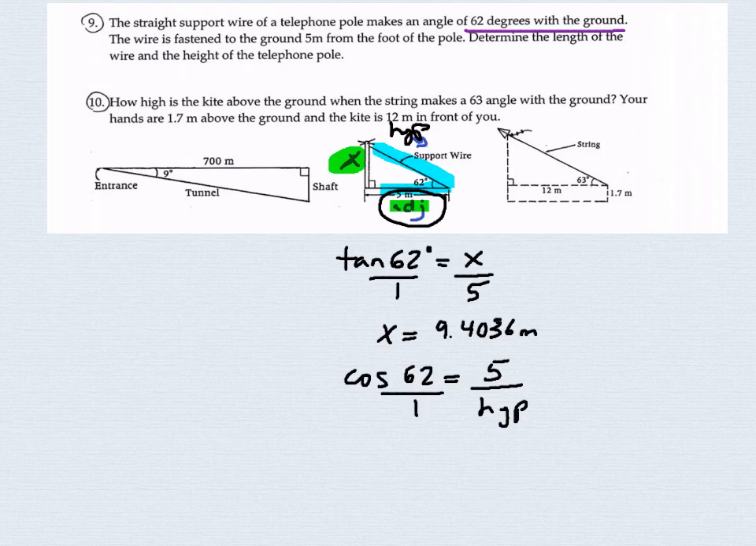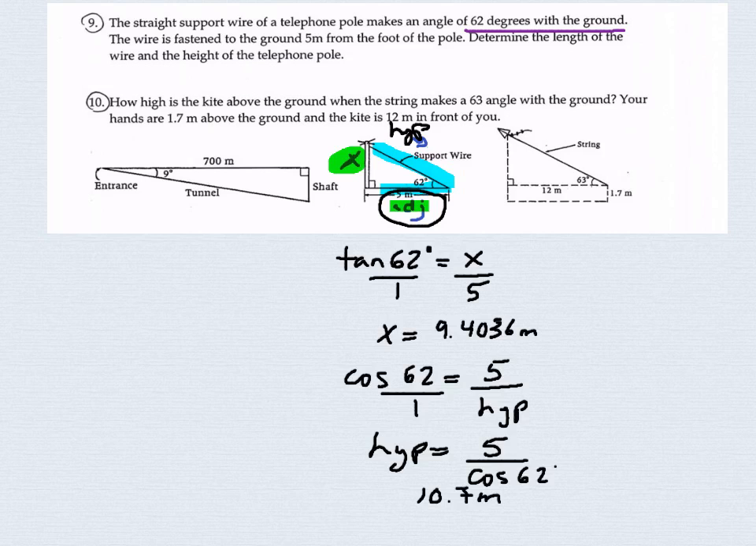To do this, the hypotenuse is found by taking 5, multiplying it by 1, which is 5, and dividing it by the cosine of 62 degrees. So 5 divided by the cos of 62 works out to be 10.65 or 10.7 meters if you round.